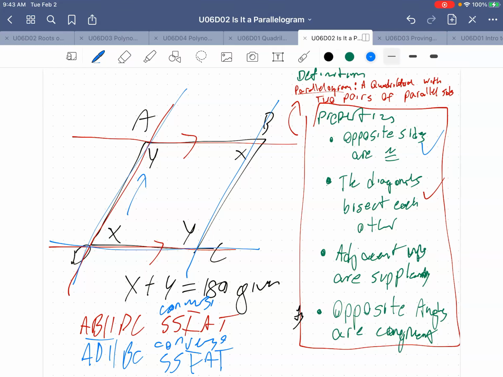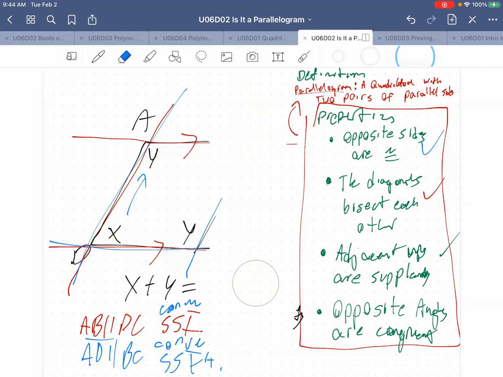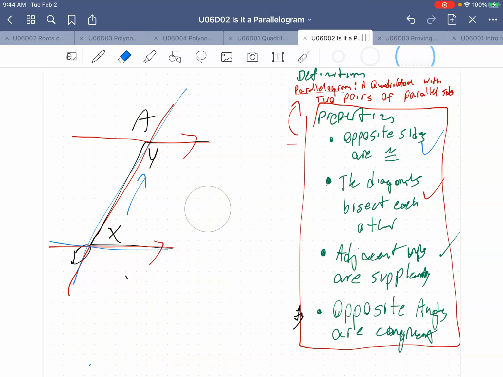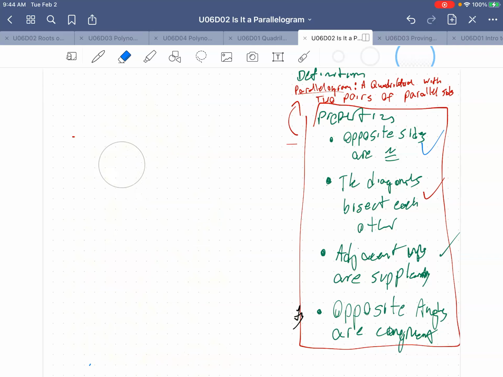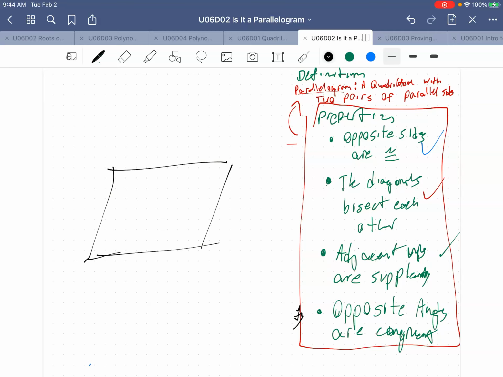Next we're going to work, so these being supplementary gives us enough information to state that the pairs of opposite sides are parallel. So we have one more to do, and then there's going to be a bonus one. We'll just stick with ABCD.